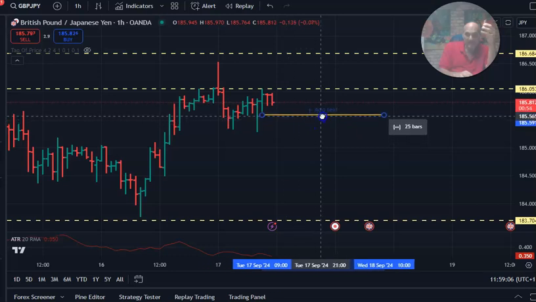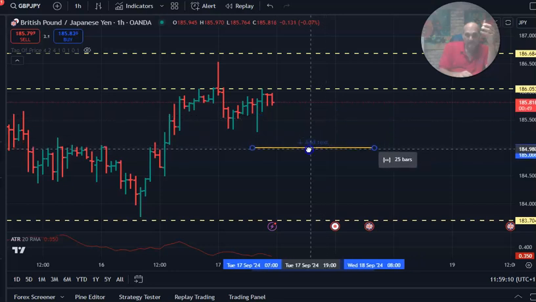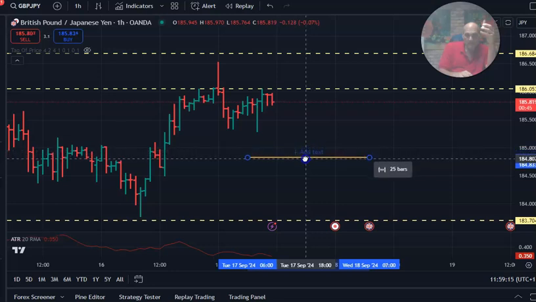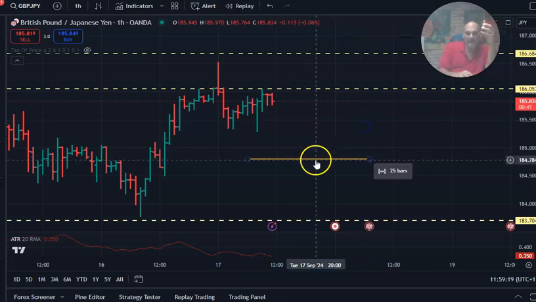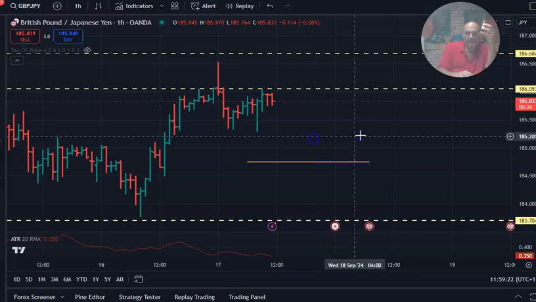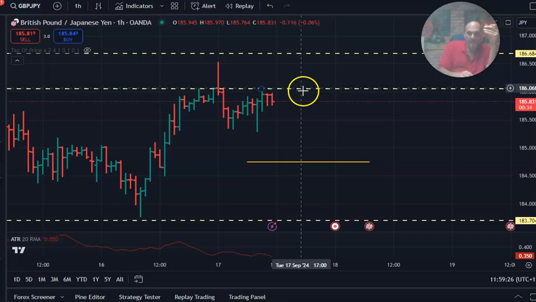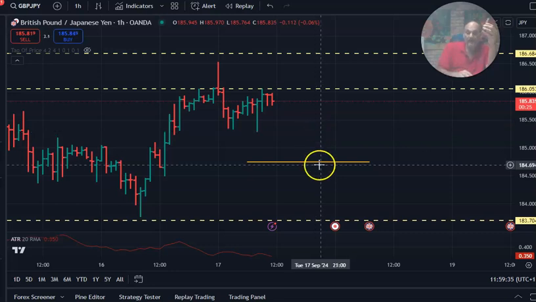184.72, 185, I'm sorry. Wait, no, 184.72, 184.75, whatever here. 184.72. So as it's below 186.05, that's showing weakness to 185.30. If it gets through 185.30, it's 184.72.